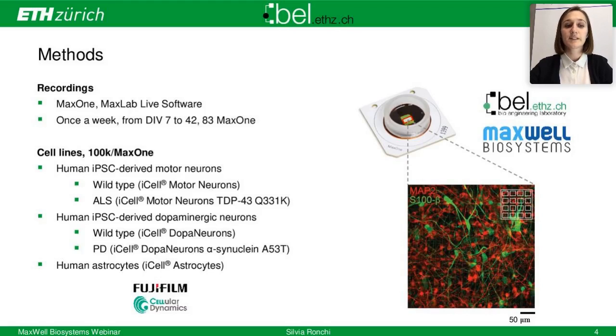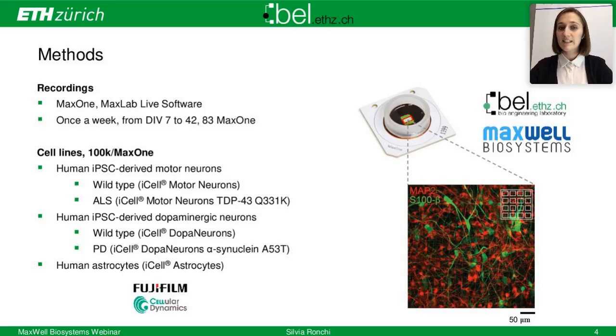We performed the recordings once a week from in-vitro day 7 to in-vitro day 42, and we used a total number of 83 MaxWell MEAs. We purchased the cell lines from FUJIFILM Cellular Dynamics. We used 2 lines of human motor neurons, a wild-type line and an isogenic disease line modeling amyotrophic lateral sclerosis. Then we used 2 lines of human dopaminergic neurons, again a wild-type line, and an isogenic disease line modeling Parkinson's disease. And we co-cultured human neurons with human astrocytes in a ratio of 5:1.